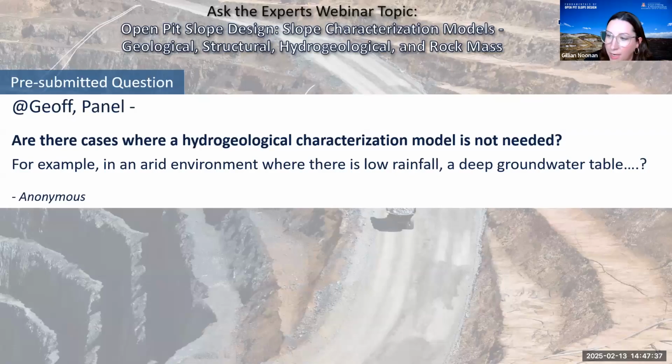Jeff, are there cases where a hydrogeological characterization model is not needed? For example, in an arid environment where there is low rainfall or a deep groundwater table. So Jeff, would you like to comment on that, please?